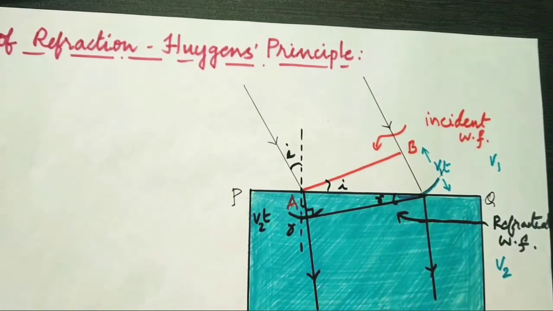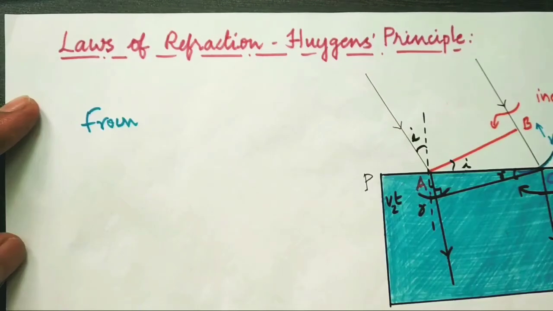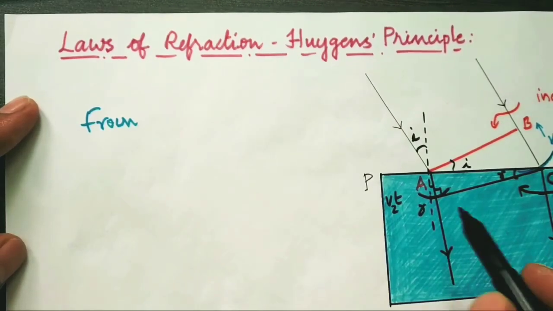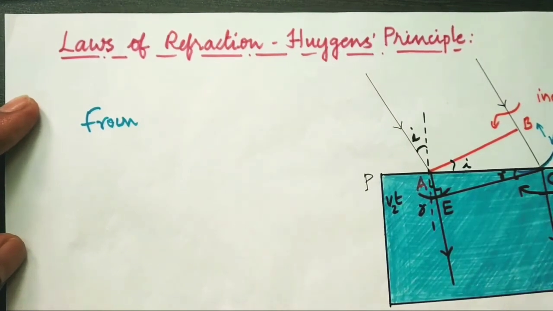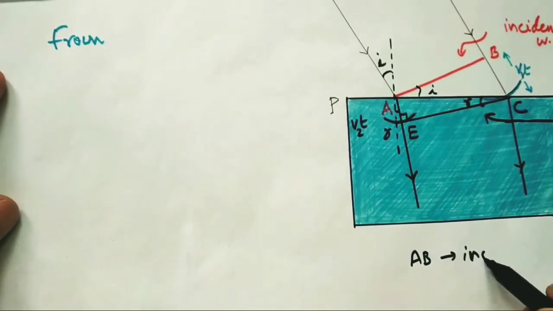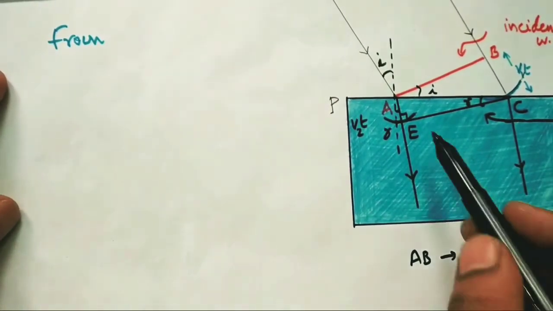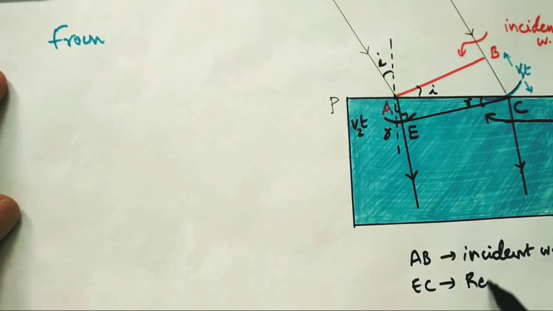Alright. I'm sorry, I forgot to name this refracted wavefront. Let us say this is C and this is E. Now EC serves as the refracted wavefront. Let us write once again: AB is the incident wavefront, whereas EC is the refracted wavefront.